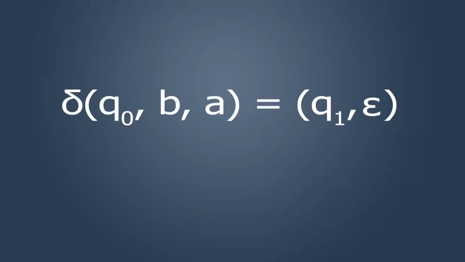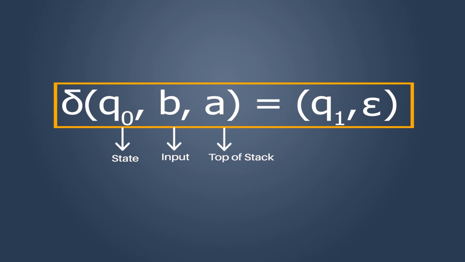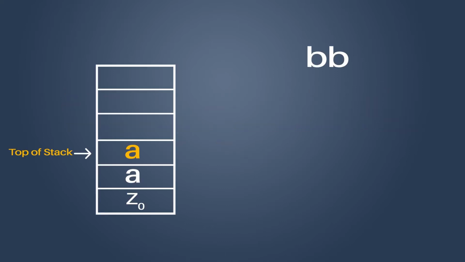The transition function that would help us in achieving this is this. We are on Q0 state. If my input symbol happens to be b and if the top of the stack is a, then I should make a change from Q0 to Q1. And I should cancel the top of the stack, so I should be writing it as epsilon. Now we are on Q1 state. Now my input symbol happens to be b, and again the top of the stack happens to be a.